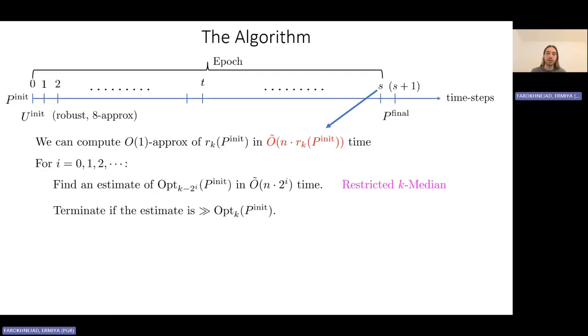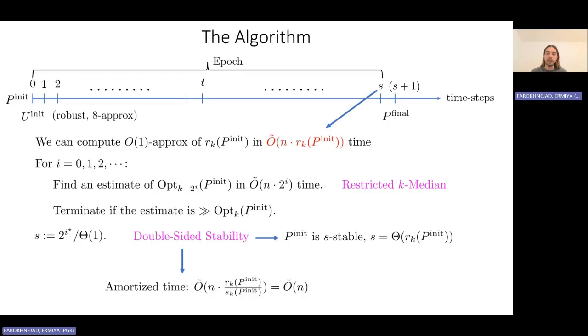It means that 2 to the I star is now a constant approximation of the redundancy. Finally, we set the value of S to be this 2 to the I star divided by a large constant. If we define this with the double-sided stability, it is possible to show that the space is going to be S-stable, and S is going to be theta of redundancy, and theta of stability of the space. So S is a lower bound for the stability of the space, and it's also a constant approximation of the stability.